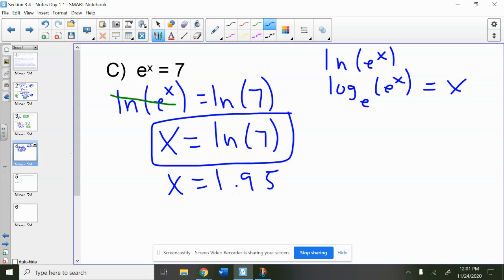1.95 is the same type of answer. That's just a rounded off answer. So we'll do more of these where you need to first get the e by itself, but then the next step is to take the natural log of both sides. And once you do that, these will cancel out. Just like if I have a 3x and you divide it by 3, that leaves you with the x.